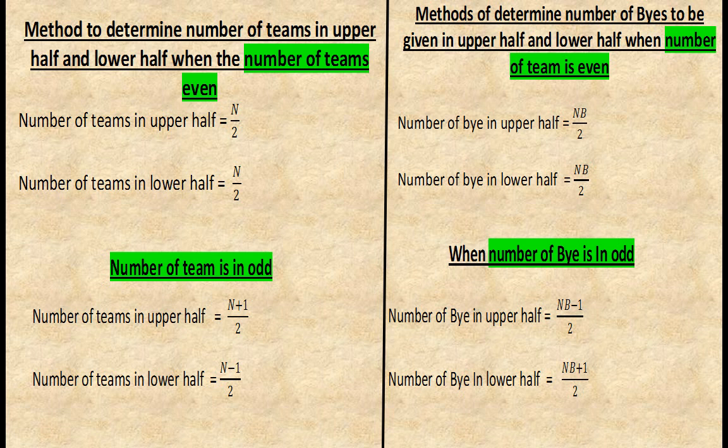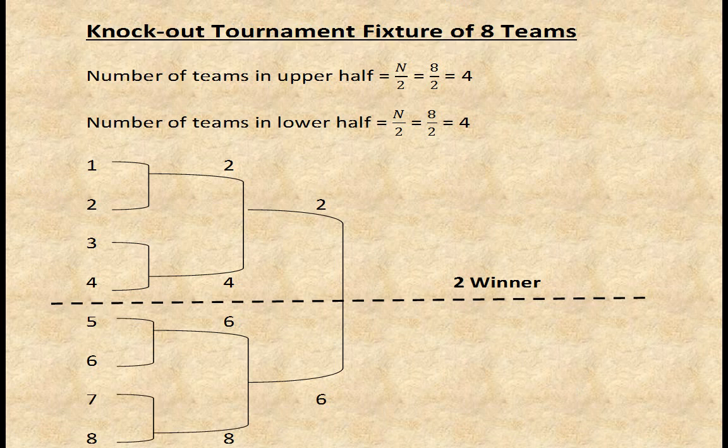Now, if we have to make a fixture of 8 teams, first we will take out how many teams will be in the upper half and how many teams will be in the lower half. So we will put the formula for the upper half, n upon 2. How many teams? 8 upon 2, that is 4. 4 teams will be in the upper half. Now in the lower half, n upon 2, 8 upon 2, that is 4. 4 teams will be in the lower half also.